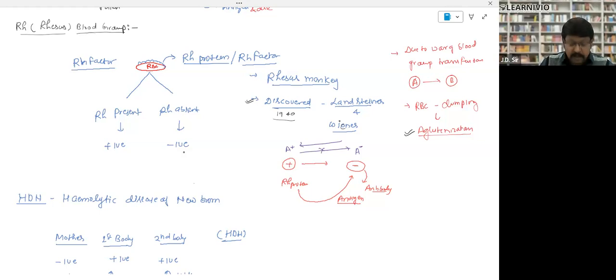Approximately 85 to 99% of people are Rh positive, meaning having Rh protein. The rest have a negative blood group. This means the majority of people have a positive blood group.